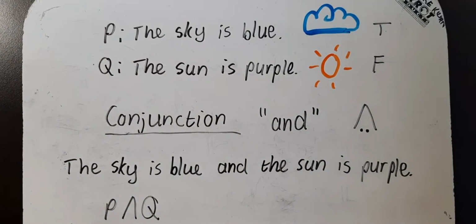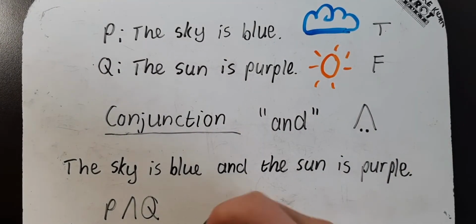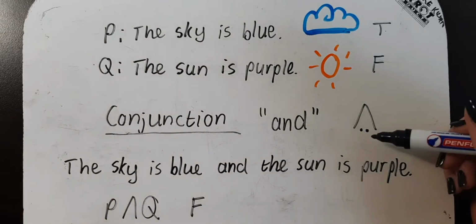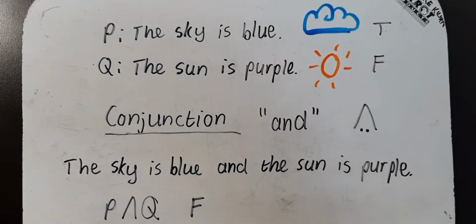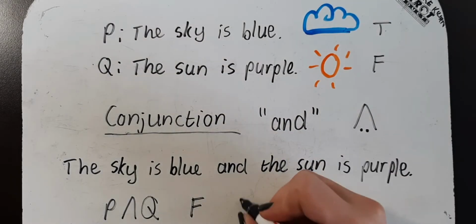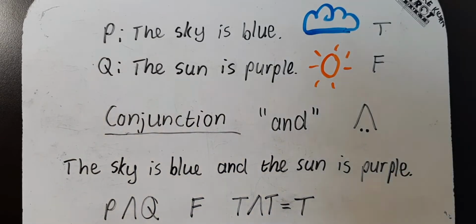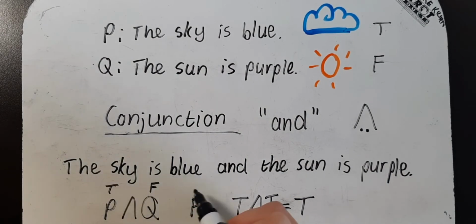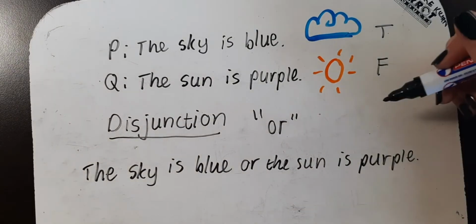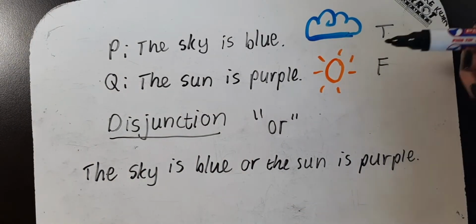For this example, this particular conjunction will be false because both must be included. So then we can say that both must be true for the whole conjunction to be true. So if we have a truth and a truth, then it will equal a truth. If either one of them is false, like we have here, we have a truth and a false, then the whole thing is false.